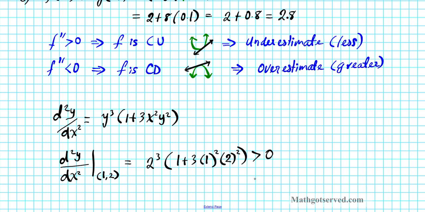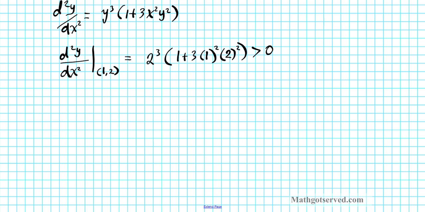So if the second derivative is greater than 0, the function is going to be concave up. So our tangent line will lie underneath or below the curve, which results in an estimate that's less than the actual value. So we're asked to explain our reasoning, so let's go ahead and write our answer and the reasoning.